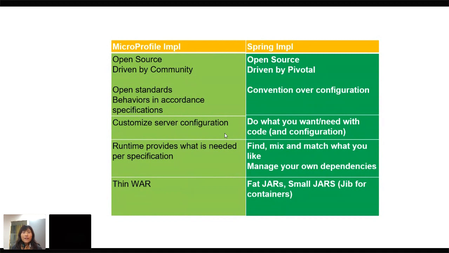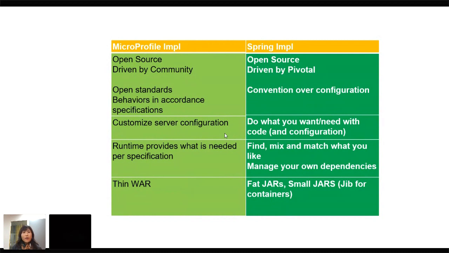The other thing is the MicroProfile implementation provides all the APIs and the implementation for you, you don't need to package the libraries with your microservice. So in your POM, all you need to say is you depend on the MicroProfile APIs. In Spring, you will need to bring your dependencies. You say which dependencies you want, and put them in your POM XML.